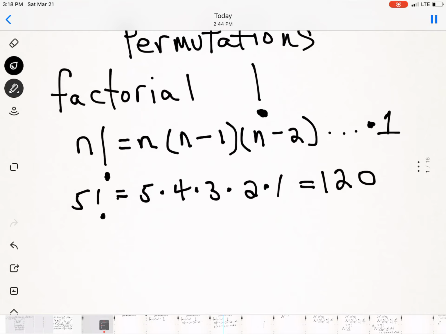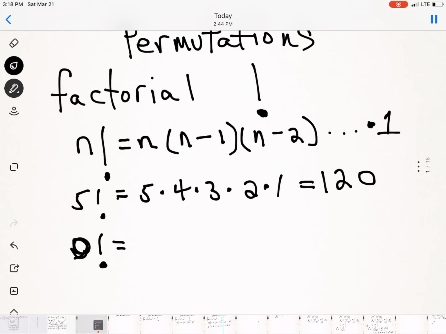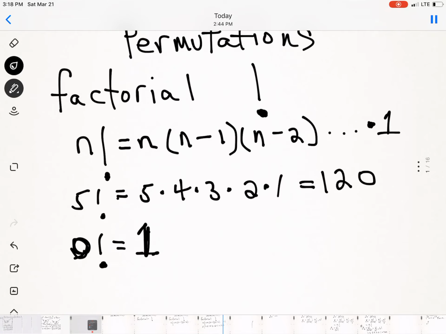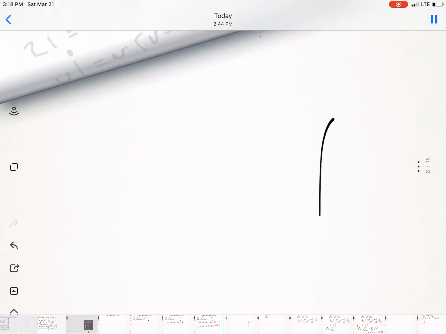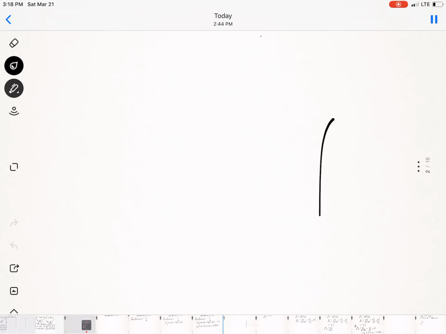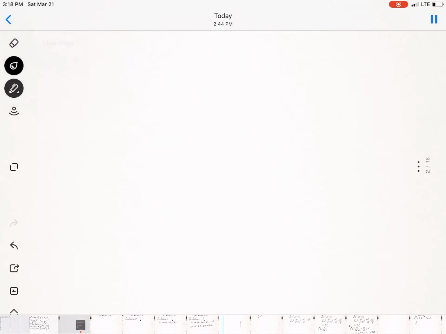Now, there's something else I want to tell you about a factorial. 0 factorial is not equal to 0. It's equal to 1 by definition. Okay? It's equal to 1. All right, let me clean this off.